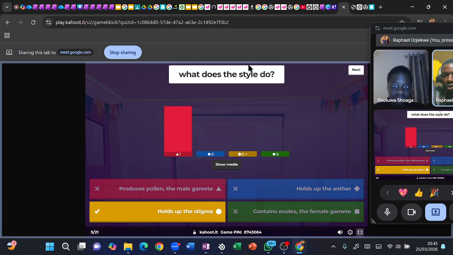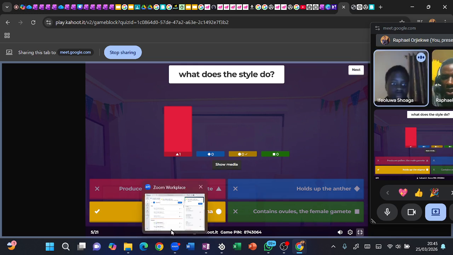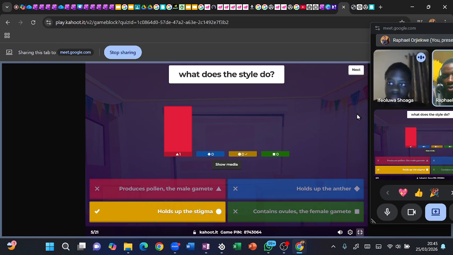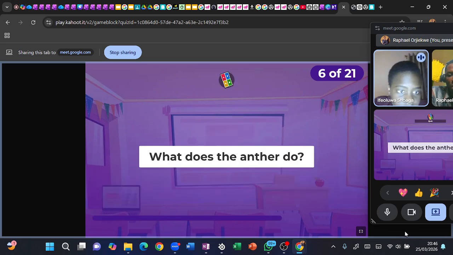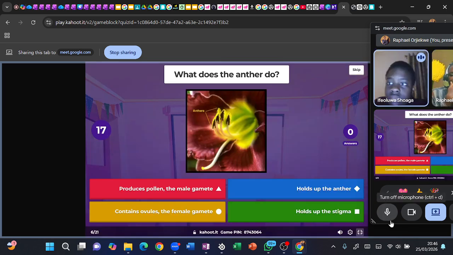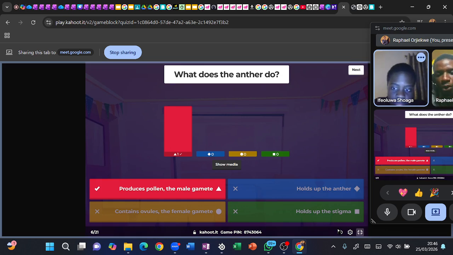The style holds up the stigma; it does not produce pollen. The male parts are the filament and the anther. The style belongs to the female part, so it holds up the stigma. What does the anther do? Produces pollen. Exactly. That's 4 out of 6. Well done.